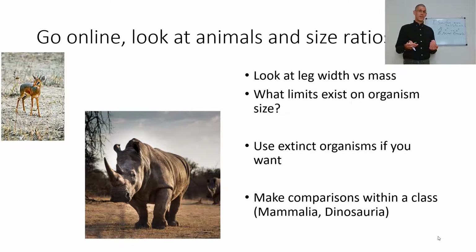If you want, you can go and look at extinct organisms. I want you to make comparisons within a class of them. So mammal to mammal, dinosaur to dinosaur, bird to bird if you want, but keep them terrestrial. So go and look at some. Post them up in a forum or send them to me by email, and I'll send them to the class.